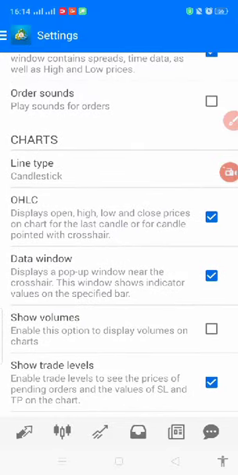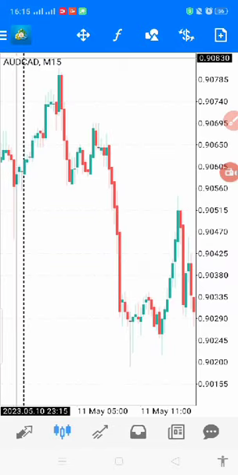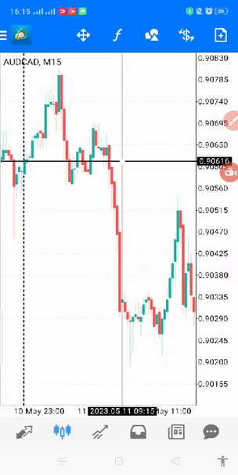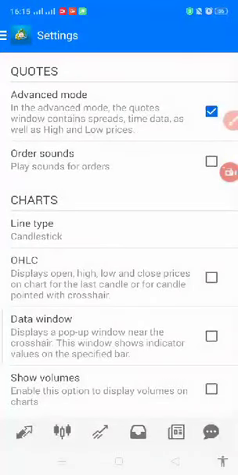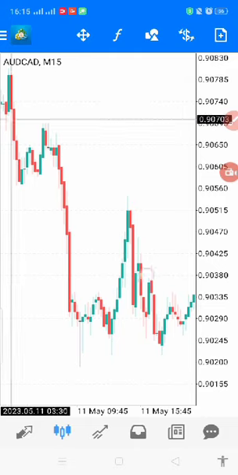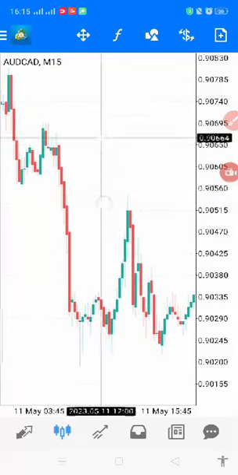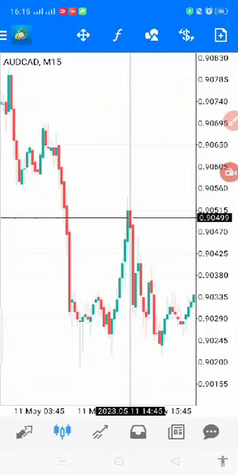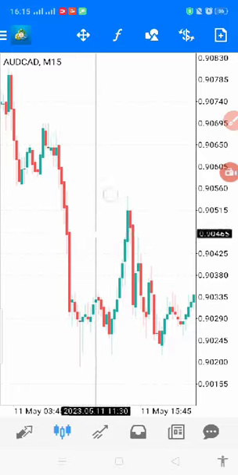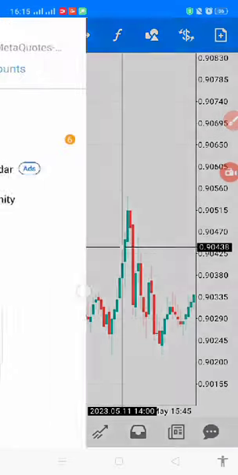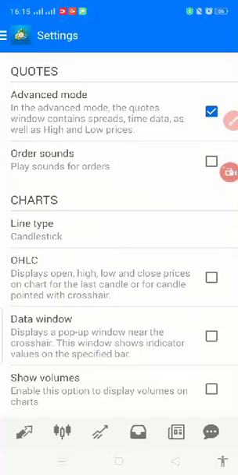That's for open, high. And then the data window, if I close it, this open, high, low and close, you can off it. If you off it, you won't see it here again. And for this data window, if I off it, like now it's off, you will not see the volume on this cross. It's no longer there. But when I on it, you will see it's there.